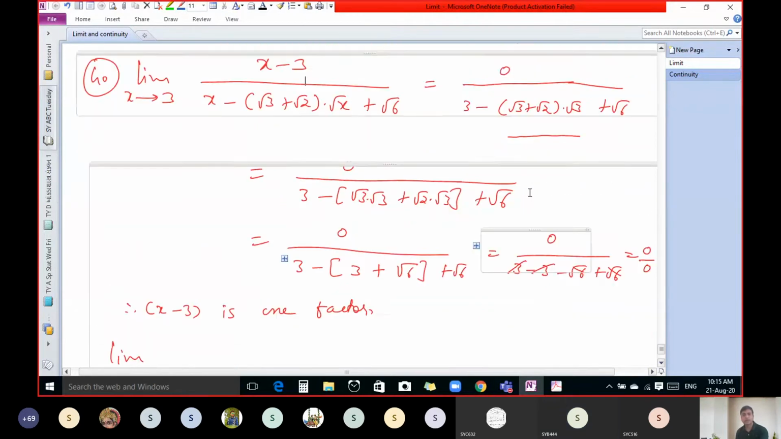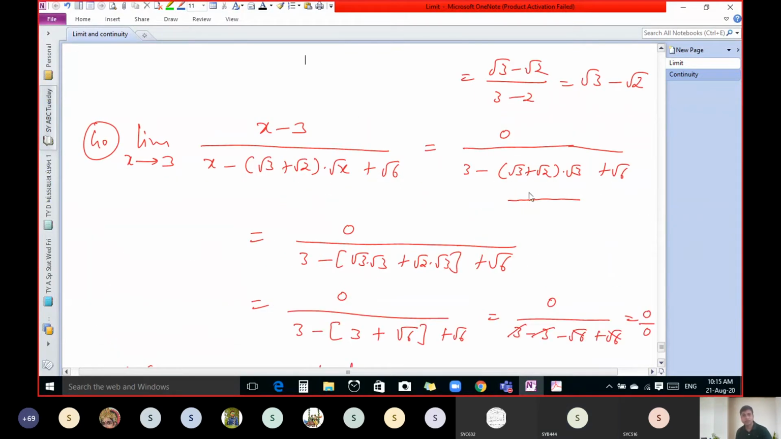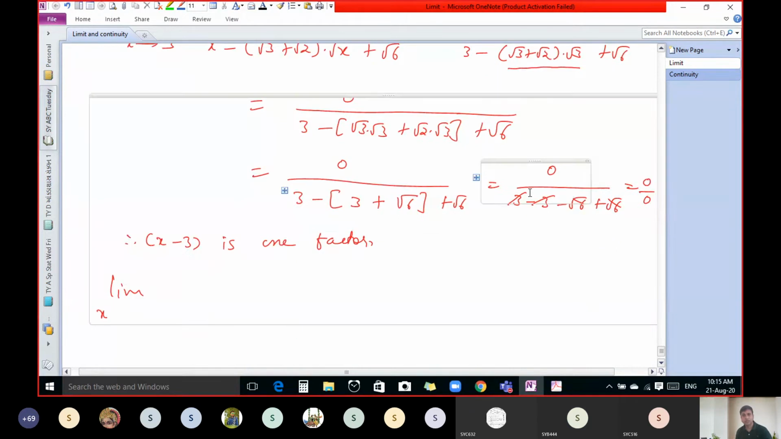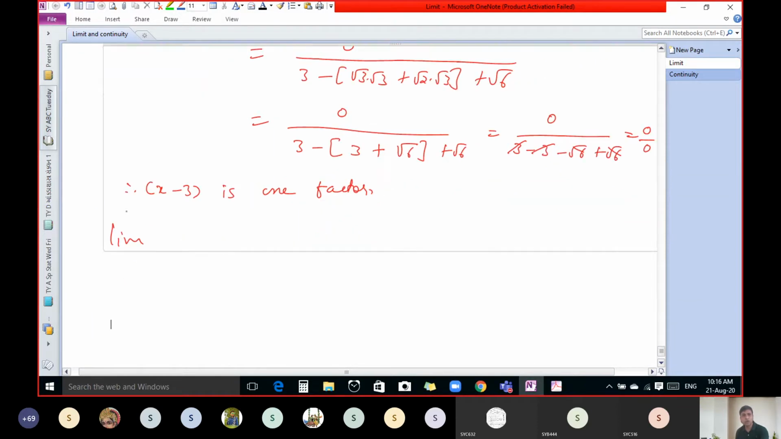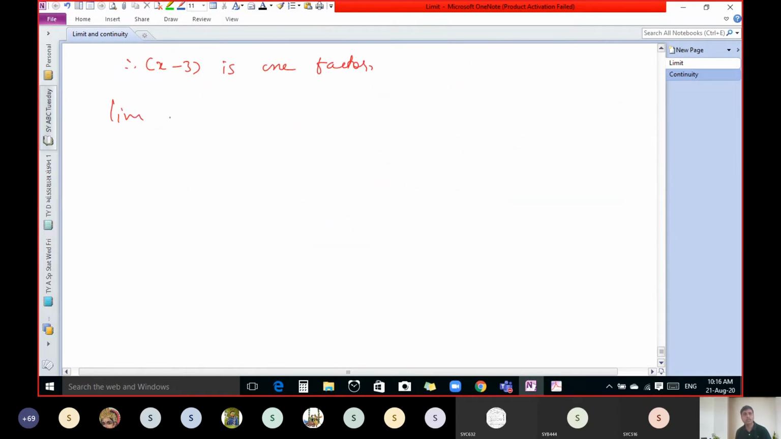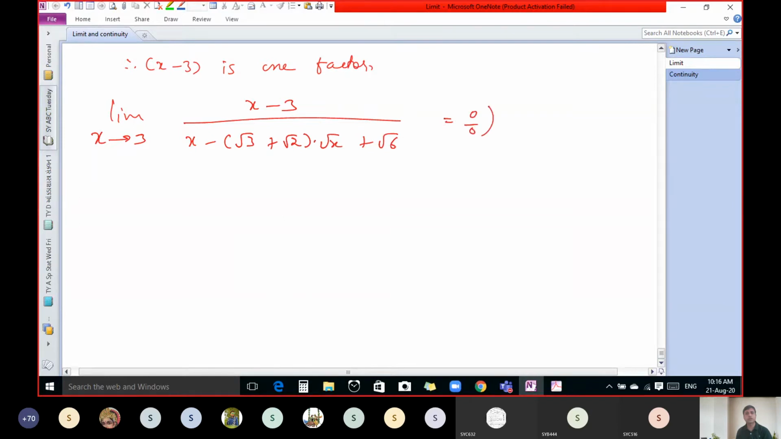Now let us continue. So let us write down first of all the original question. Limit x tends to 3, x minus 3 upon x minus root 3 plus root 2 into root x plus root 6. And we know that if we put x equal to 3, we get answer 0 by 0. That we already checked.